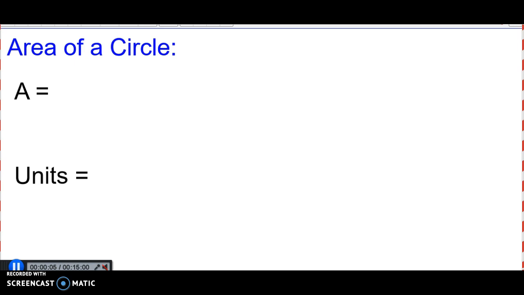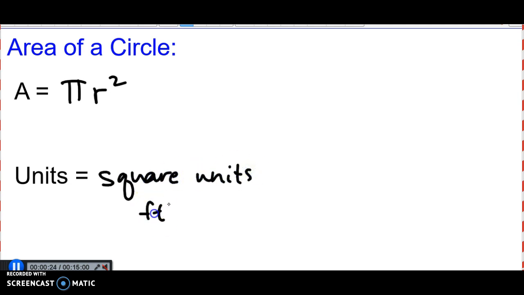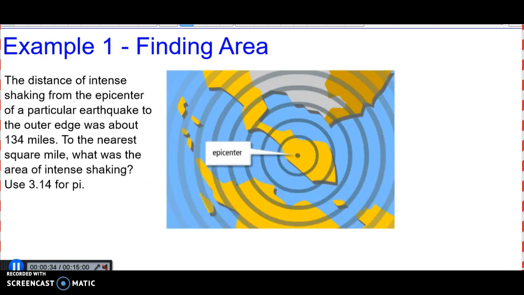Review on area. So when we're looking at the area of a circle, we are going to use the formula area equals pi r squared, just like we talked about yesterday. So we're always measuring in square units of measurement, something like feet squared, meters squared, centimeters squared, inches squared. So all we need to determine is how to find the radius. That's the one value we need to substitute in.